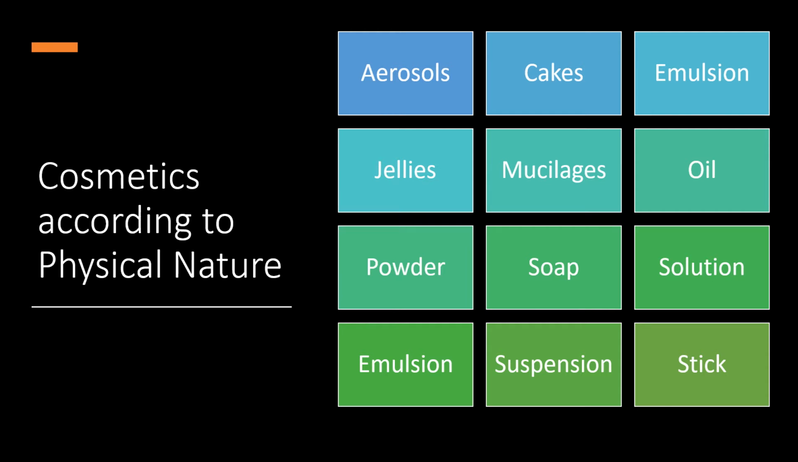This classification is based on the site of application. Then cosmetics according to the physical nature of the cosmetic preparation. For example, different cosmetics are dispensed in different dosage forms and formulations: aerosol preparations like deodorants, cakes, compacts, emulsions, various sorts of creams like cold cream and vanishing creams, jellies, mucilages, various herbal compacts, oils, powdered preparations, soaps, scented bars, solutions, emulsions, suspensions, and stick preparations.